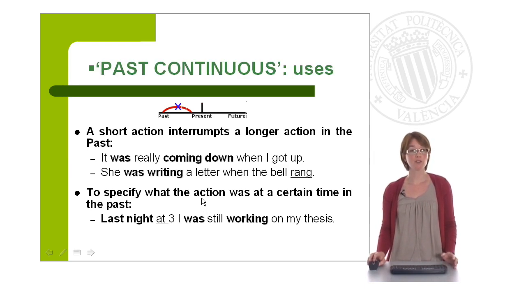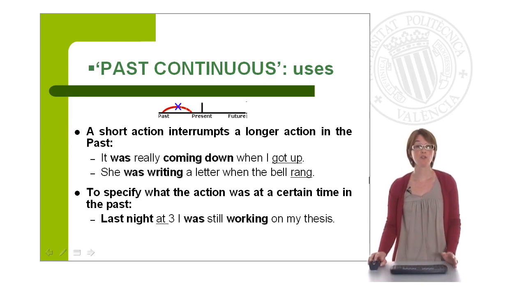Right. Normally, when we use the past continuous, it is the case that a short action interrupts a longer action in the past. So if we have a look at the two examples on the screen, it was really coming down when I got up, or he was writing a letter when the bell rang. We have two different actions. One was a longer action in the past. It was really coming down. It means it was really raining down. Or she was writing a letter. And these two long actions in the past are interrupted by another action which is shorter. In the first case, when I got up, and in the second case, when the bell rang.